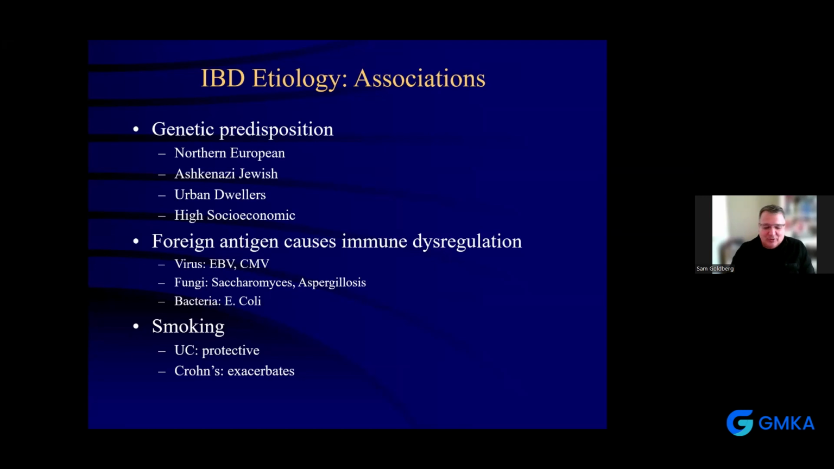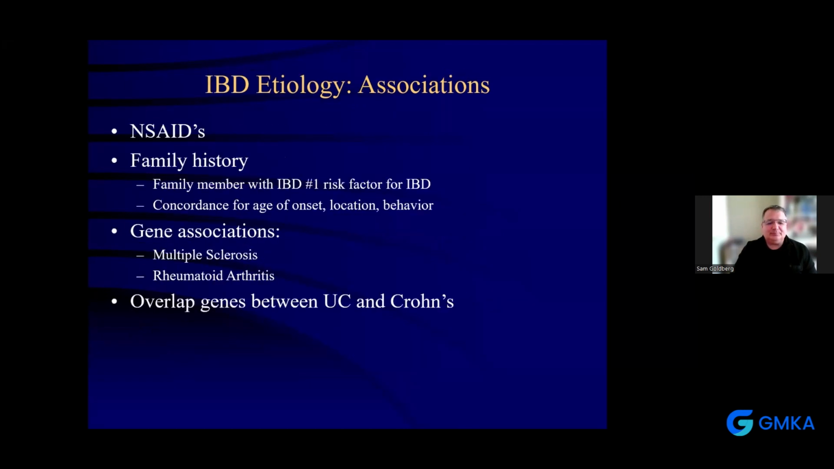But in general, Crohn's disease is exacerbated by smoking. It's much worse. And ulcerative colitis, for some reason, it's protective. Some other associations are non-steroidal anti-inflammatories. Family history is surely the number one risk factor for another person getting Crohn's disease. And in these families, there's concordance for age of onset, location, and behavior of disease.